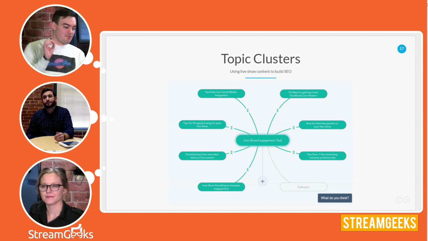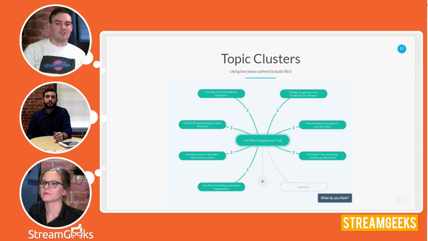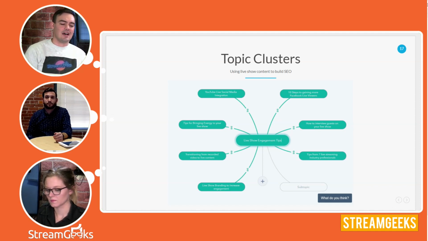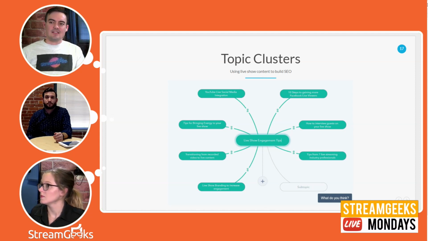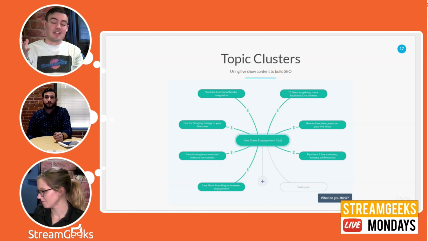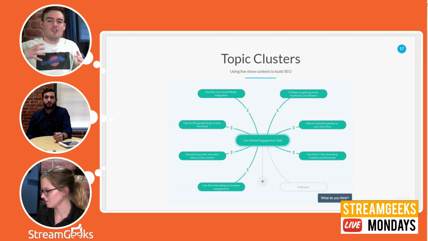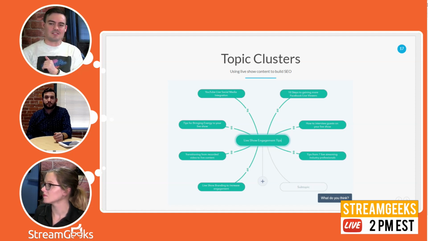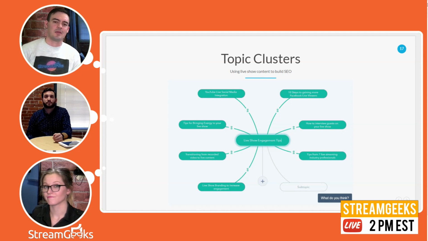Topic clusters, wanted to briefly mention this as well. Another really forward-thinking strategy from HubSpot. When we're creating content, we're thinking about where it is in the cycle or the stage of the buyer's journey. But there's also a new thought process of topic clusters. I don't know if you want to explain that, Morgan. I'm a little new to it, but it really seems ingenious to me.